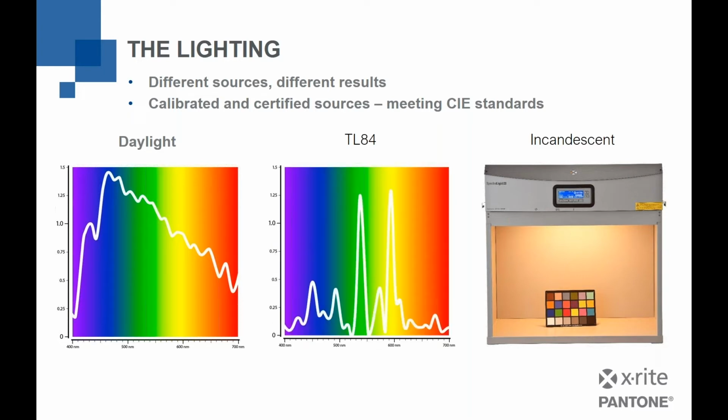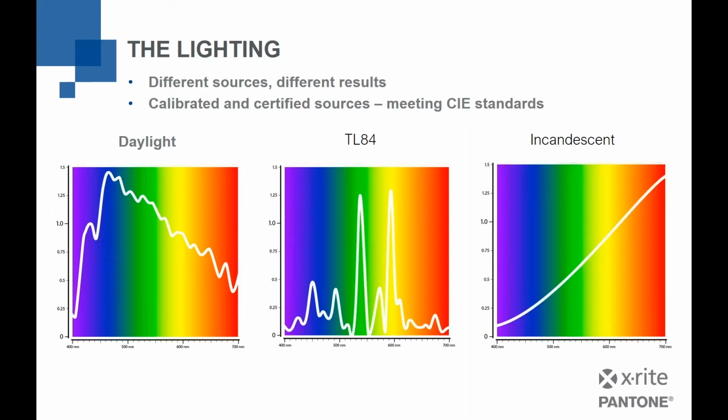TL84 looks like that. You can see it's got some very strong, narrow peaks and some very deep valleys in it. And then incandescent light looks like that. And so it's very obvious why things might look different under different light sources when they have different amounts of the colors in them.